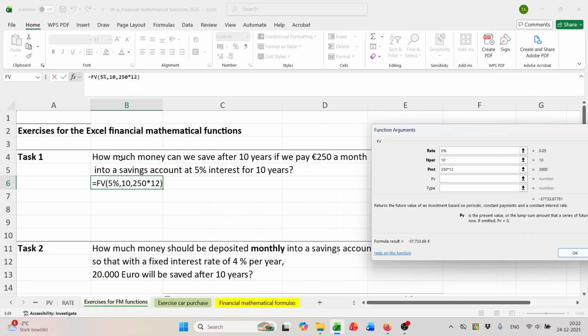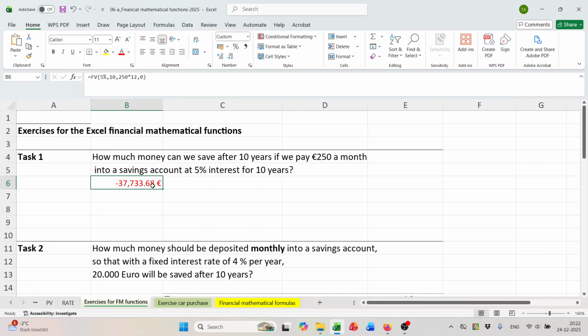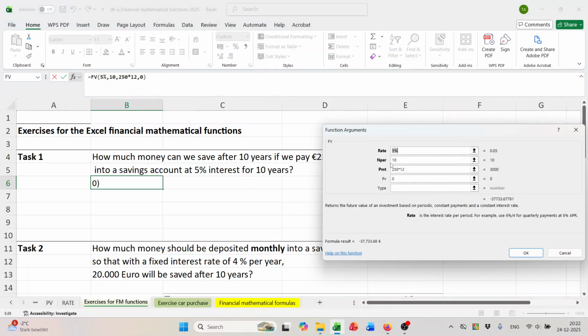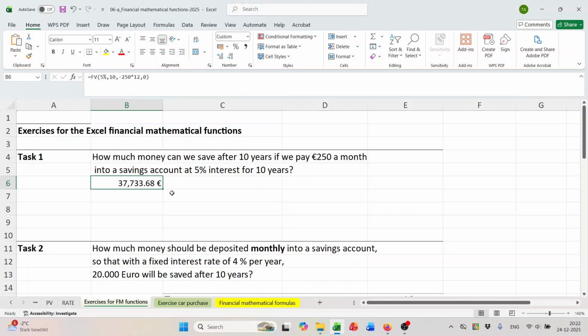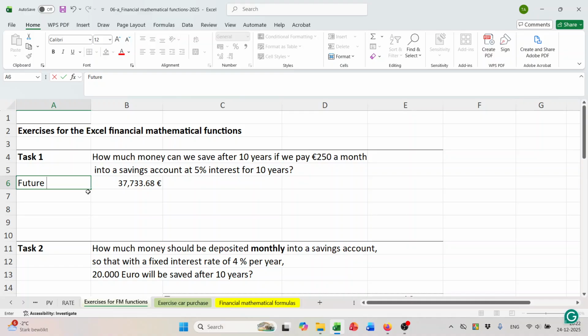Present value: we don't have any present value, we are starting from 0, so our present value will be 0. The payment, we are giving the money to the bank, so it should be negative. So this will be our answer, the future value.